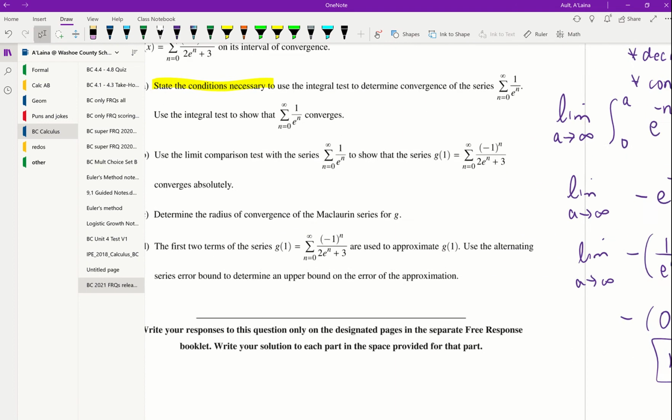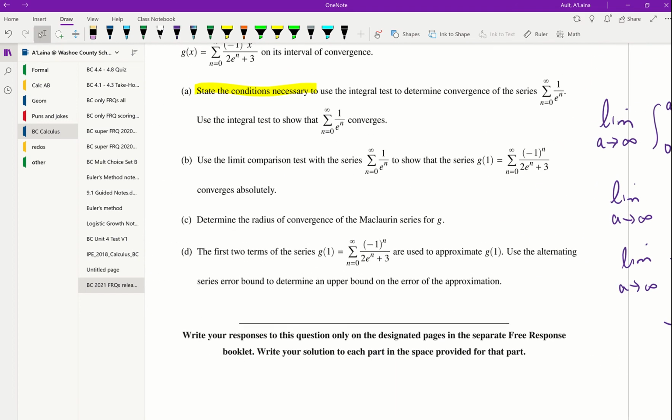All right, part B, we want to use the limit comparison test. So we want to compare, and they even tell us what we're comparing it to, to show that this other series converges absolutely. Well, remember, when things converge absolutely, we want to verify that they converge with the alternating, and then we also want to verify that they would converge without the alternating. So I want to look at both. I'm going to run out of space here. I'll see if I can squeeze this in here. You would have plenty more room on the actual exam.